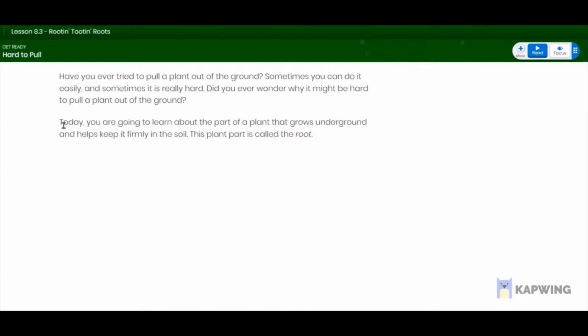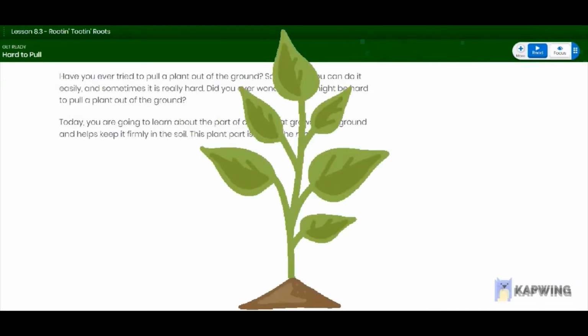Today, you're going to learn about the part of a plant that grows underground and keeps it firmly in the soil. This plant part is called the root, like we saw in the previous screen. As you'll learn on the next couple of screens, the root is a really important part of the plant because it helps it stand up from the ground. We'll learn more about this.